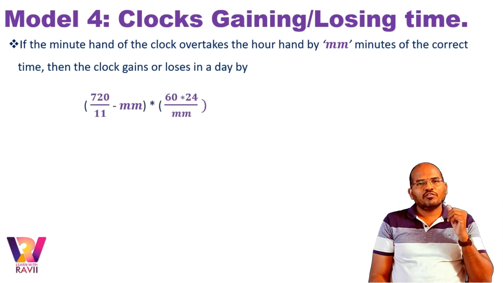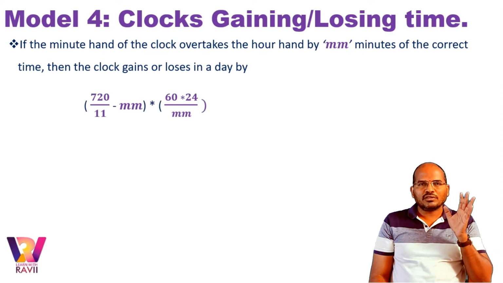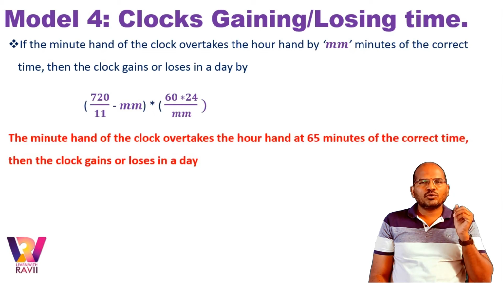We have a formula for that, that is (720 minus 11 mm) times 60 times 24 by mm. We can solve this formula, not a big deal, but please remember this. Now based on this, let us do a small example.